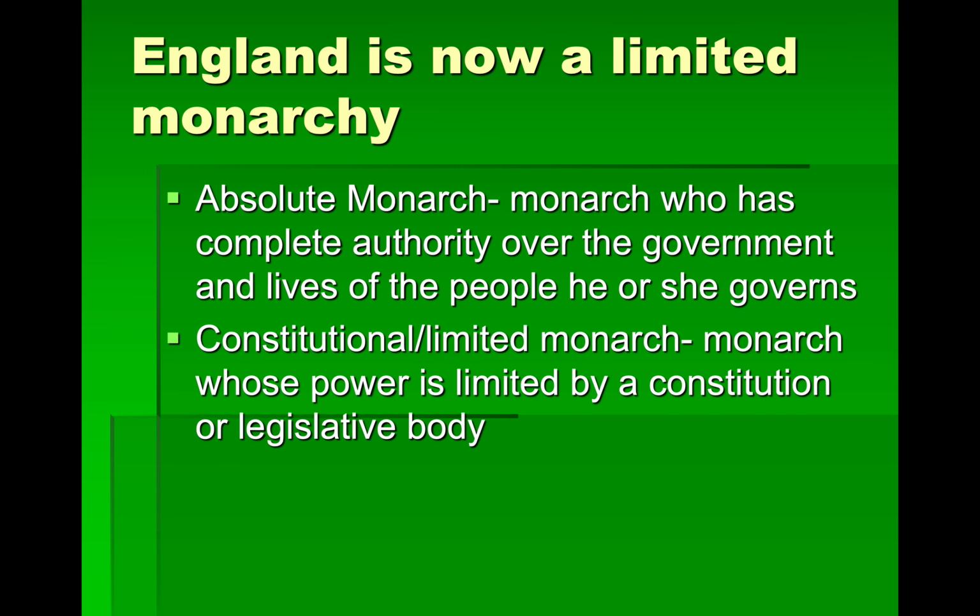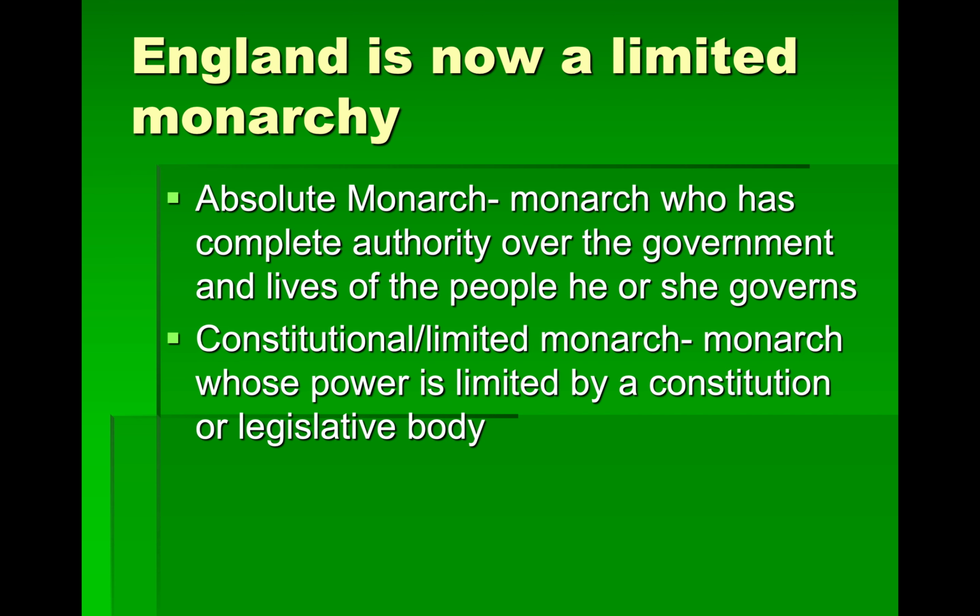England is not an absolute monarchy where the monarch has complete authority over the government and the lives of the people. England is now a constitutional, limited monarchy where that power is limited by a constitution, and we see that in the form of the English Bill of Rights, and limited by a legislative body, Parliament. Parliament is a check on the power of the monarch, and we're going to be talking about this idea of checks and balances, limiting power, separating power. Those will definitely be themes in the Enlightenment, and influence future governments like the United States and our current government today.